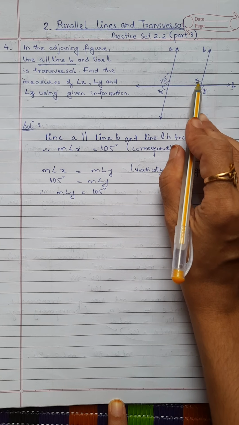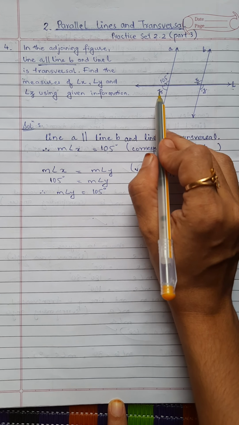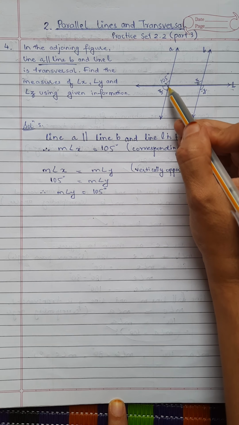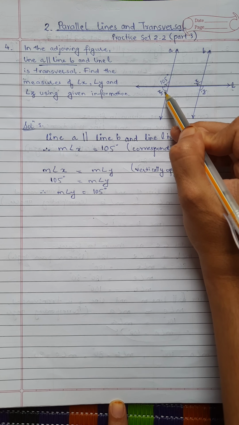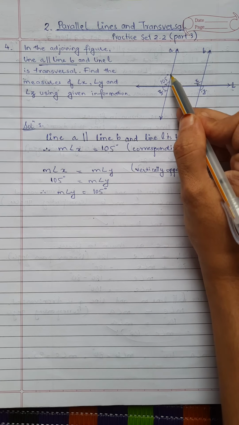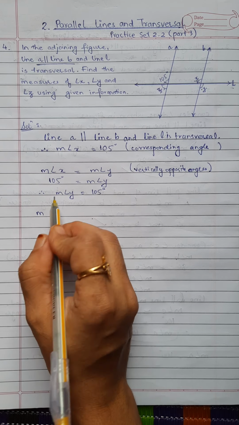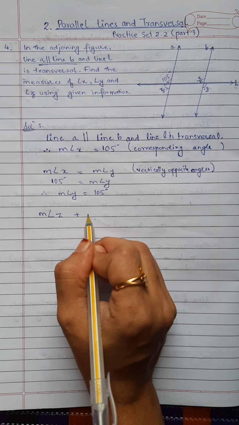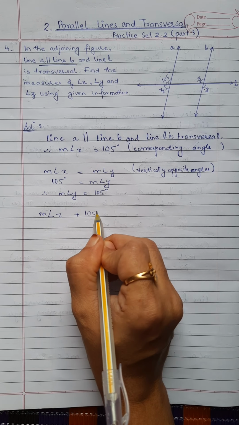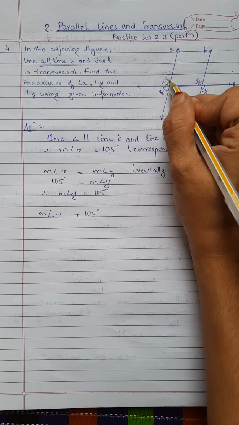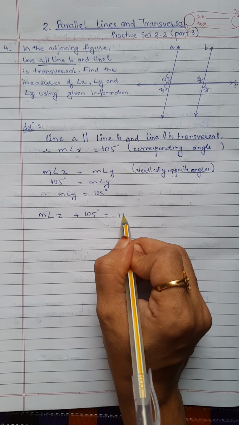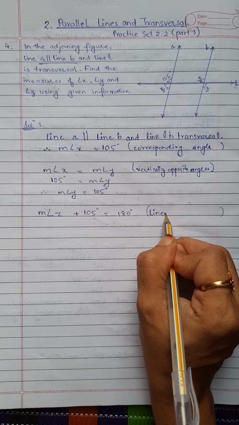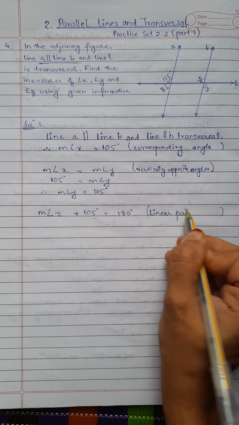So you got here X and Y. Now Z. Z forms a linear pair angle with this. The linear pair angle property says that the sum of it is 180 degree. Write the same: measure of angle Z plus 105, the sum of these two will be equal to 180 degree. Write the reason: linear pair angle.